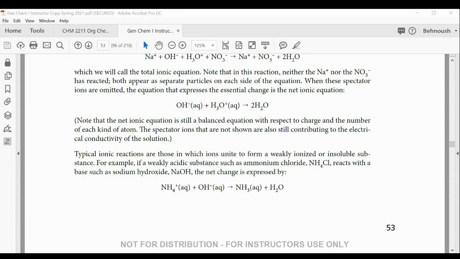Sulfuric acid, that's a strong acid. Aisha, what's another example for a strong acid? Carmen? Another example for a strong acid?